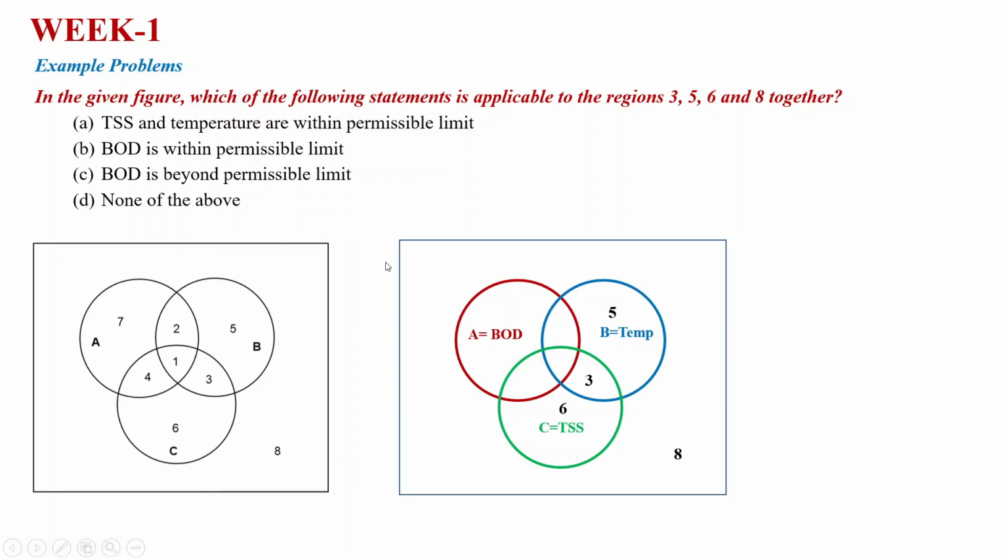These four regions indicate what, according to the given options? The options are: TSS and temperature within permissible limit, BOD is within permissible limit, BOD is beyond permissible limit, none of the above. So what is the correct option?